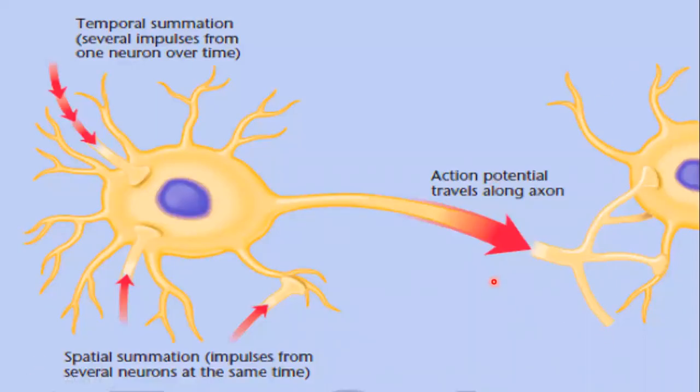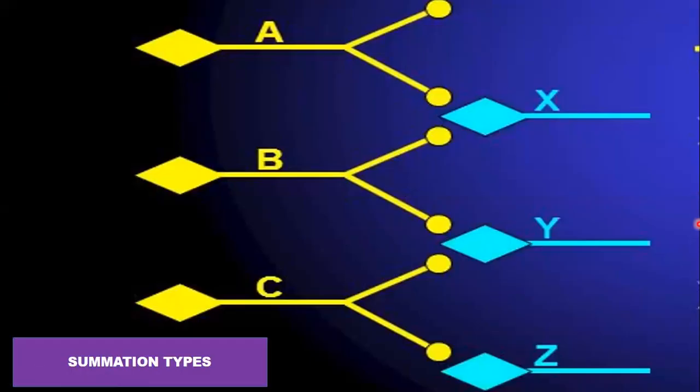Then we come to our next point, that is summation. So summation is basically a number of threshold stimuli applied to our afferent nerves, and it is of two types, spatial and temporal. So we see what these are here in the diagram. Just focus and remember what spatial is and what temporal is. First we see what is spatial.